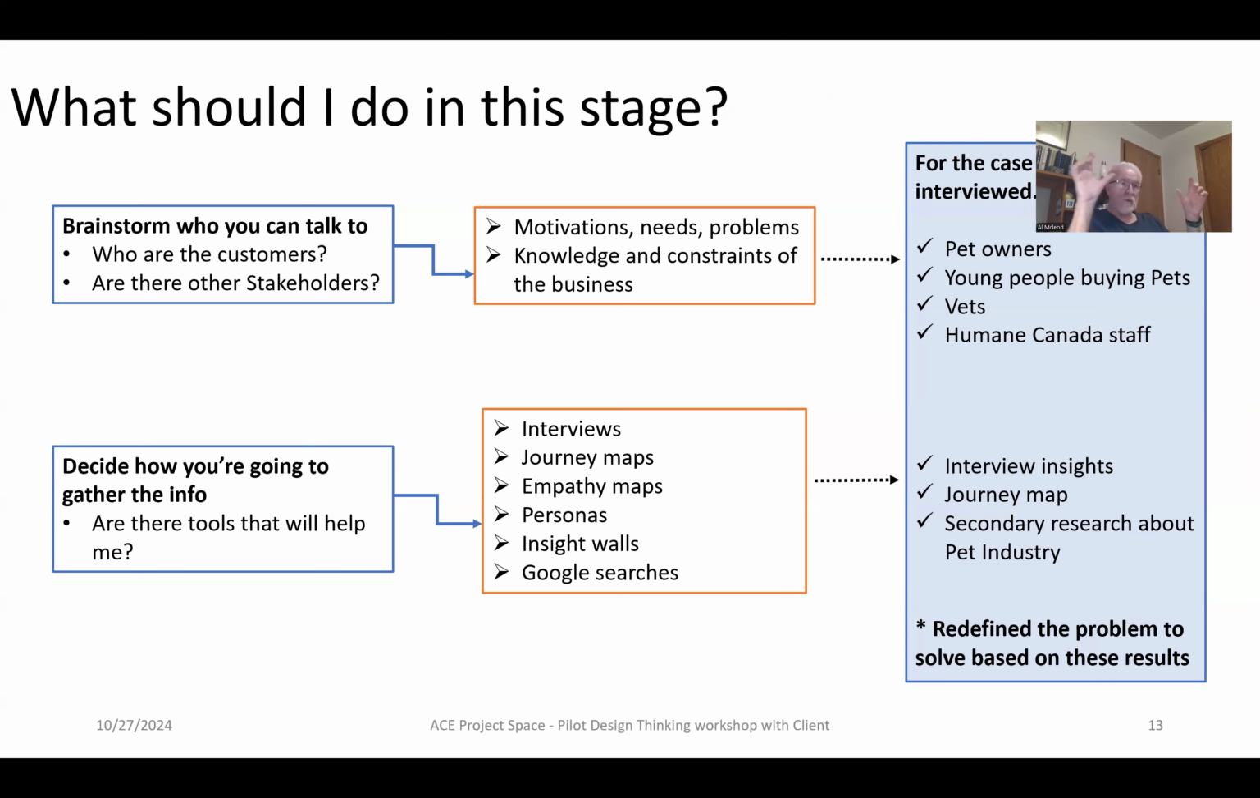Insight walls are when you stick a whole bunch of ideas on the walls and you can step back and look at the whole thing. And Google searches, of course. And we did interview insights. We did a journey map. We did secondary research about the pet industry, and we redefined the problem to solve based on these results.